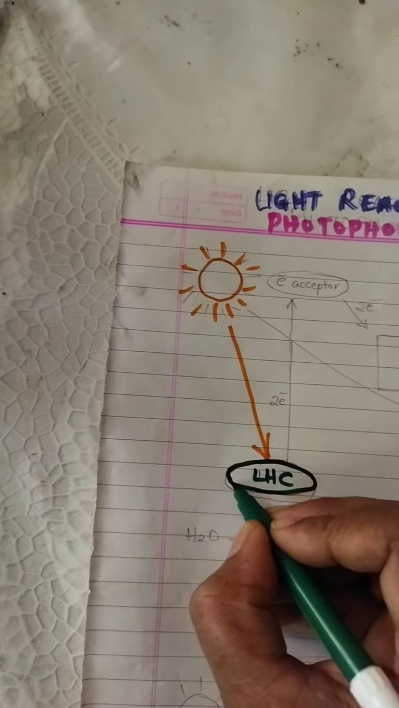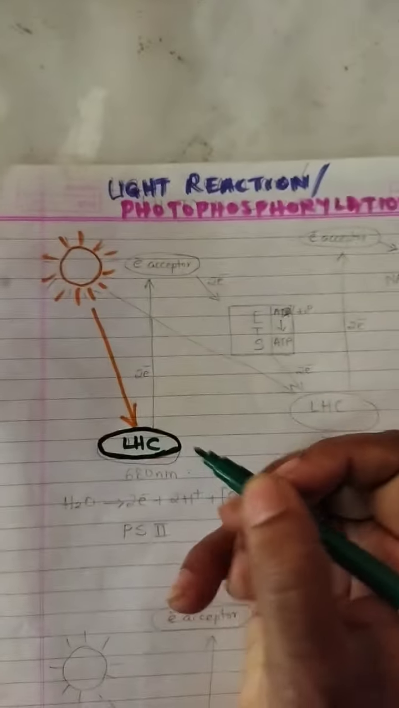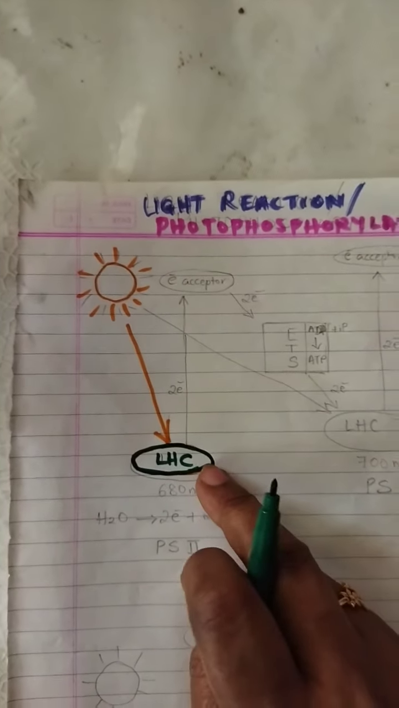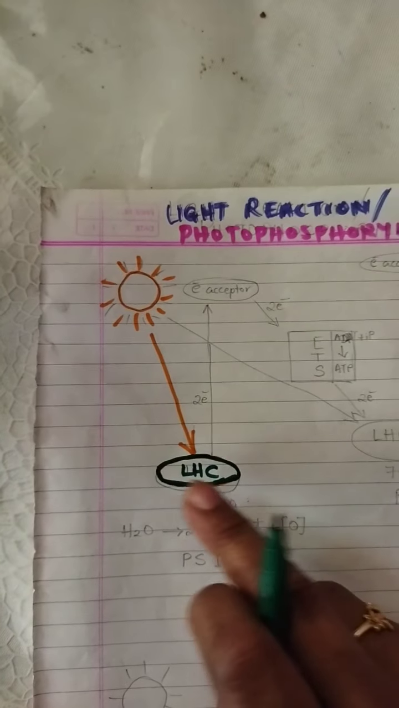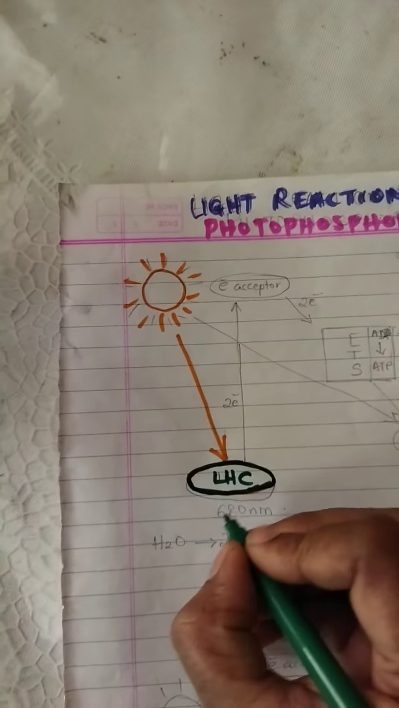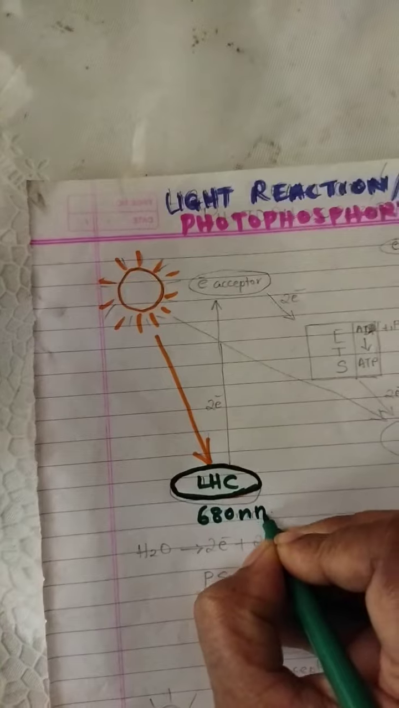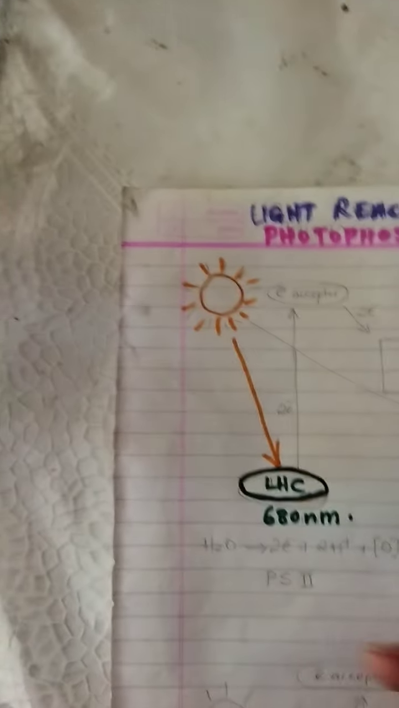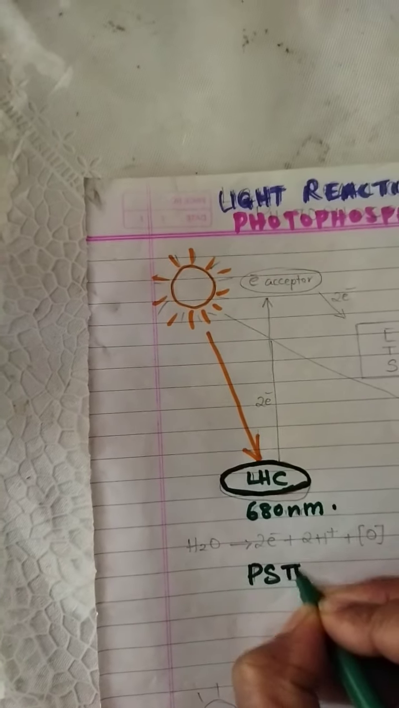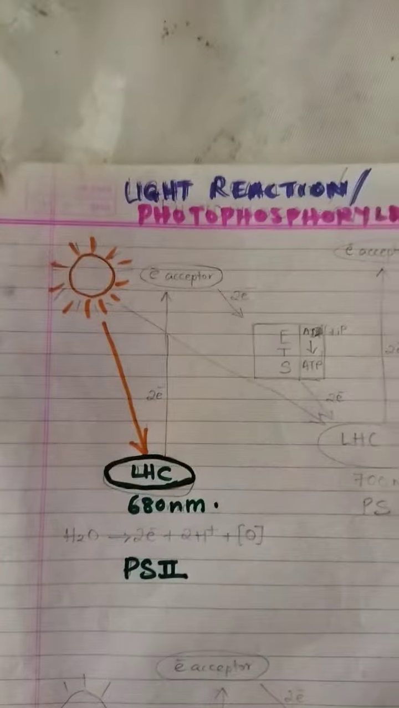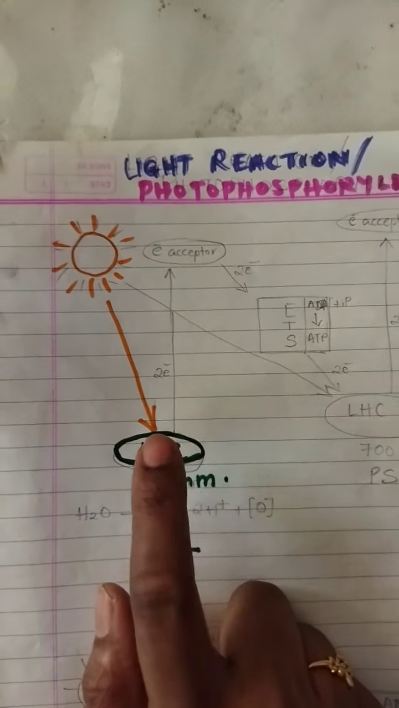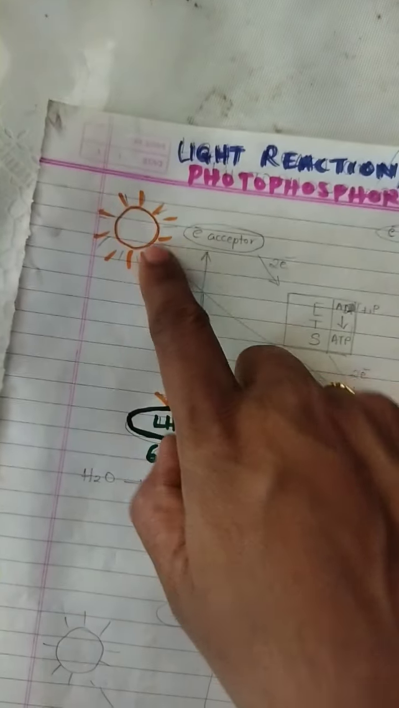Now, in green plants, there are two types of light harvesting complex. The ones which absorb sunlight of the wavelength 680 nanometers. Such kind of a light harvesting complex is called as photosystem 2. Now, this is the set of pigments which is going to absorb the sunlight.